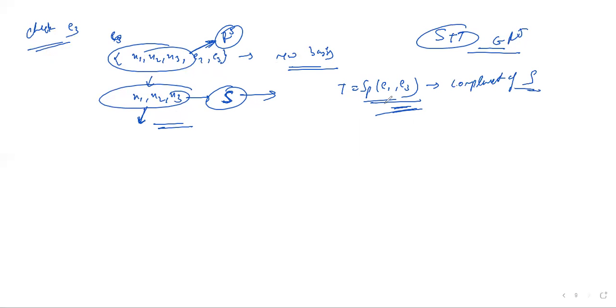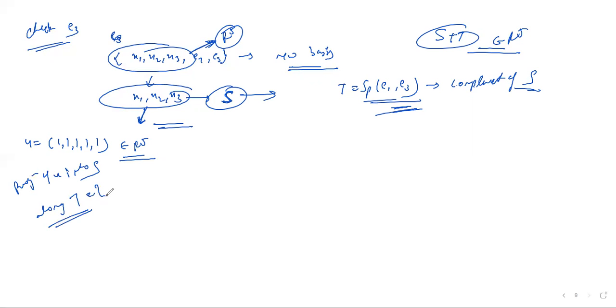Okay, so this will be a complement. Now, let's say I have the vector u, which is 1 1 1 1 1, which belongs to R^5. Now I want to know the projection of u into S along T. What will be that vector? I want to find that vector.